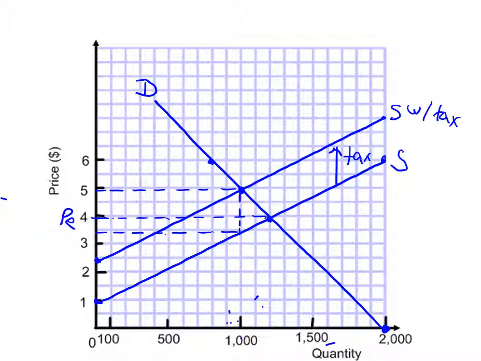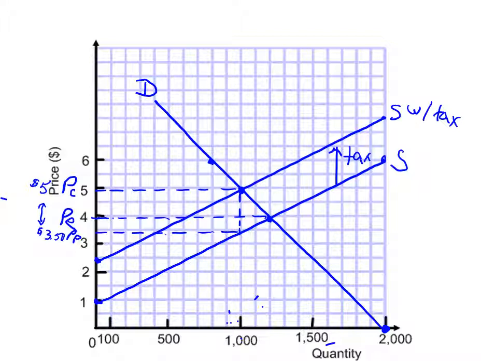Now we know that the price that consumers pay is more than the old equilibrium, so we'll call the top one PC. And we know that producers are now going to receive a lower price, so I'll call that lower price PP. The PP is $3.50, and the price that consumers pay is now $5. And hence the difference between the two is the amount of the tax, which is $1.50.